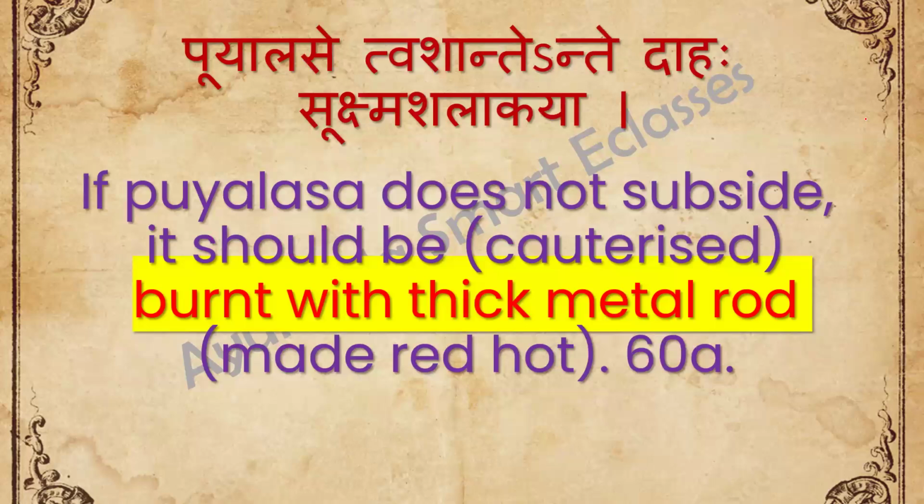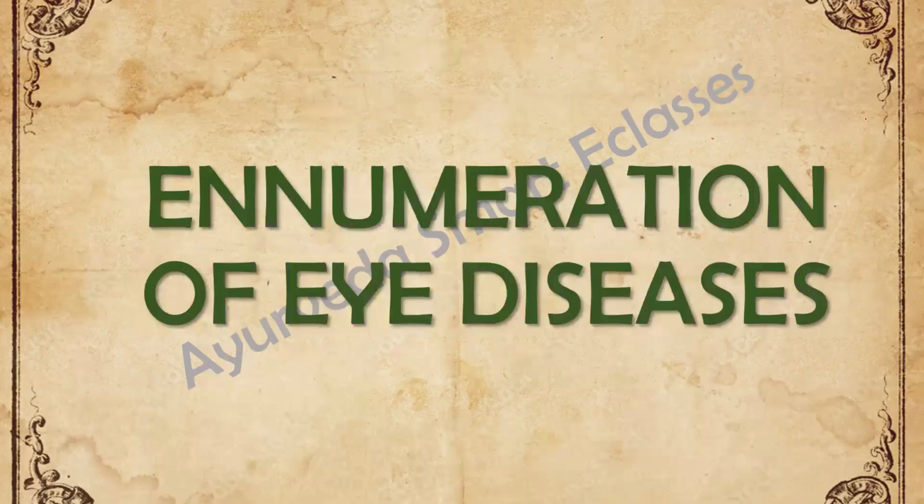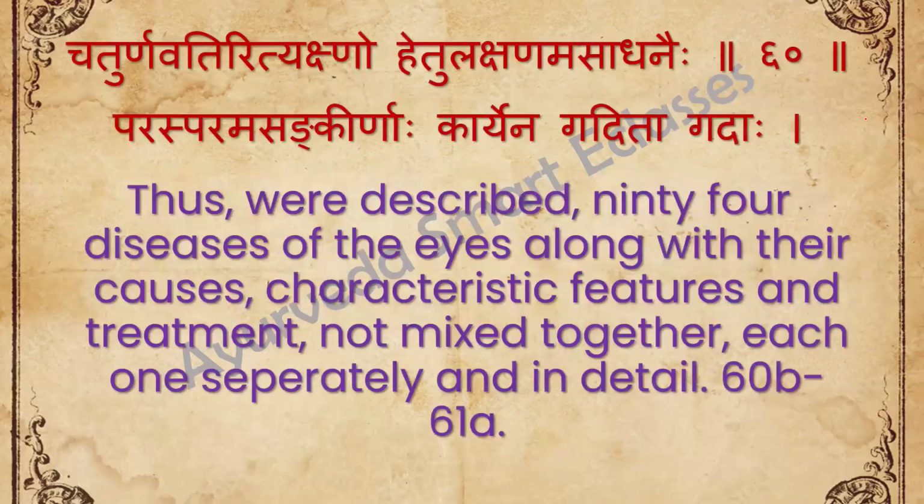Puyalase tu ashante ande dahaha sukshma Śālākya. If Puyalasa does not subside, it should be cauterized or burnt with a thick metal rod. Sukshma Śālākya. Enumeration of the diseases of the eyes.